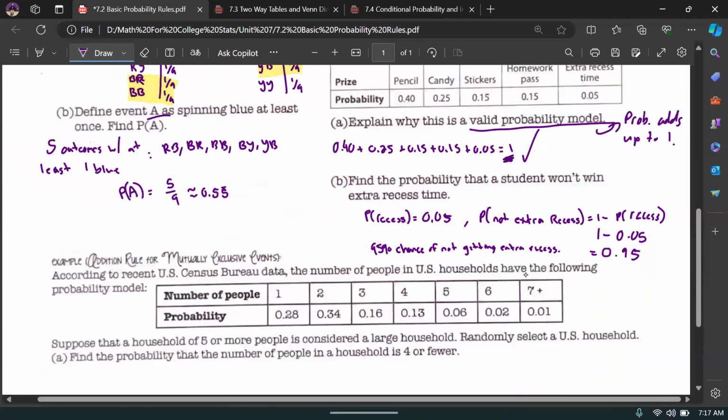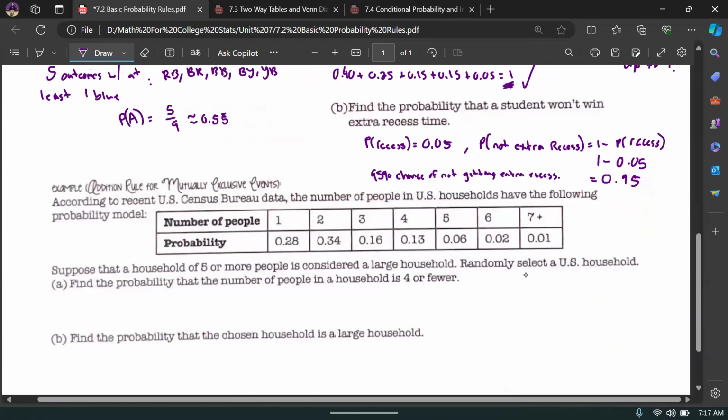All right. Final example down here. According to recent US Census Bureau data, the number of people in US households has the following probability model. So we have the number of people who live in the house. We got one, two people living in the house, three people, 4, 5, 6, 7, etc. And then of course the probability of each of those. So yeah, 28% of houses have only one person living in them. 34% of houses have two, 16% of houses have three people living in them, etc. That's what we're going on here.